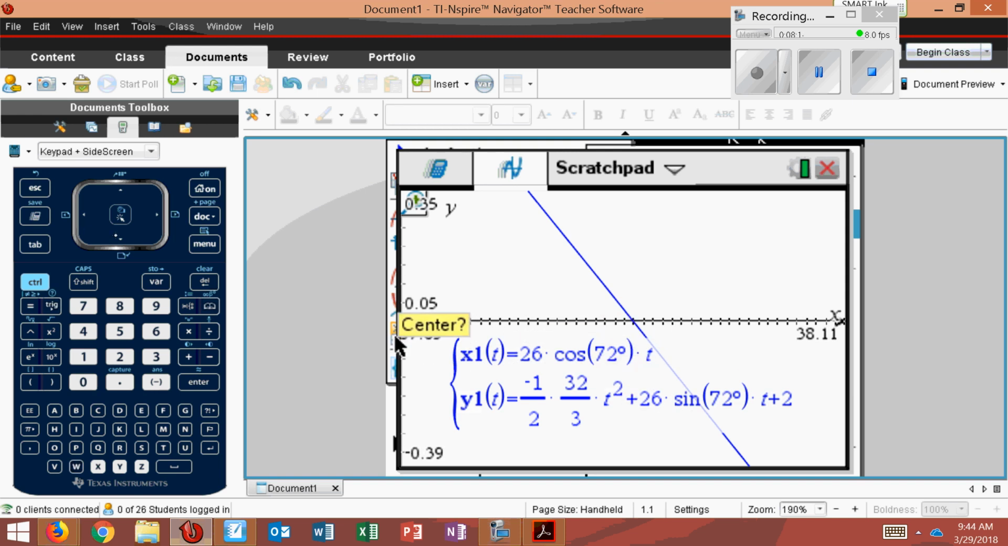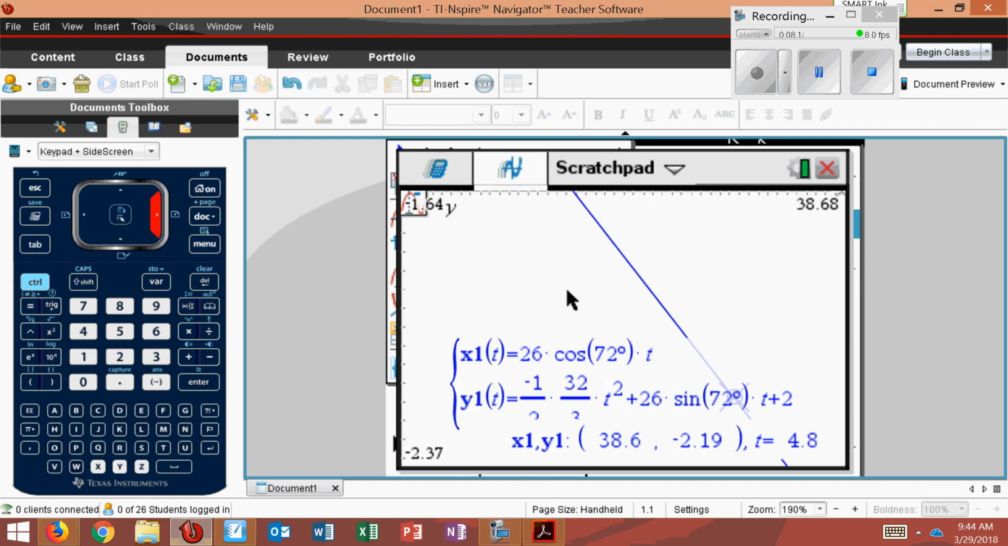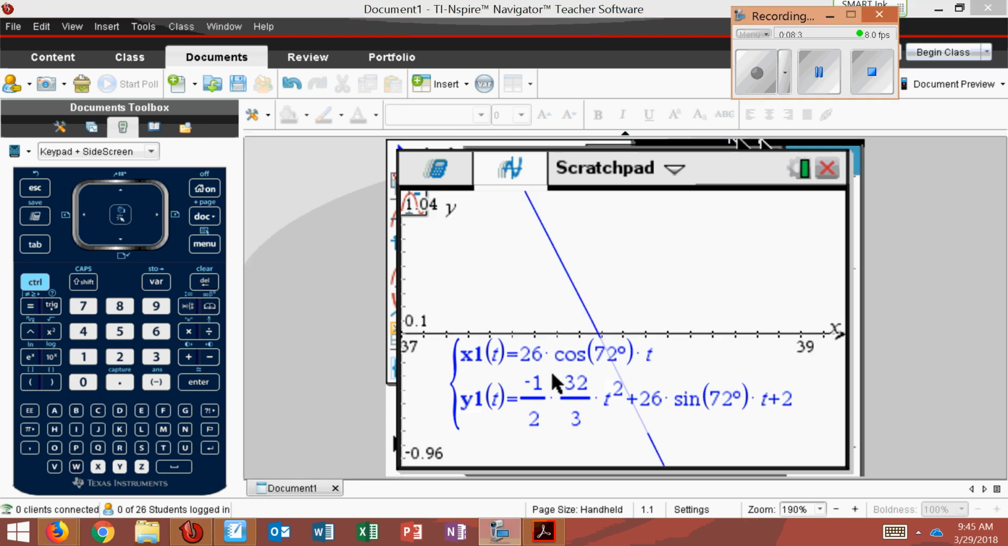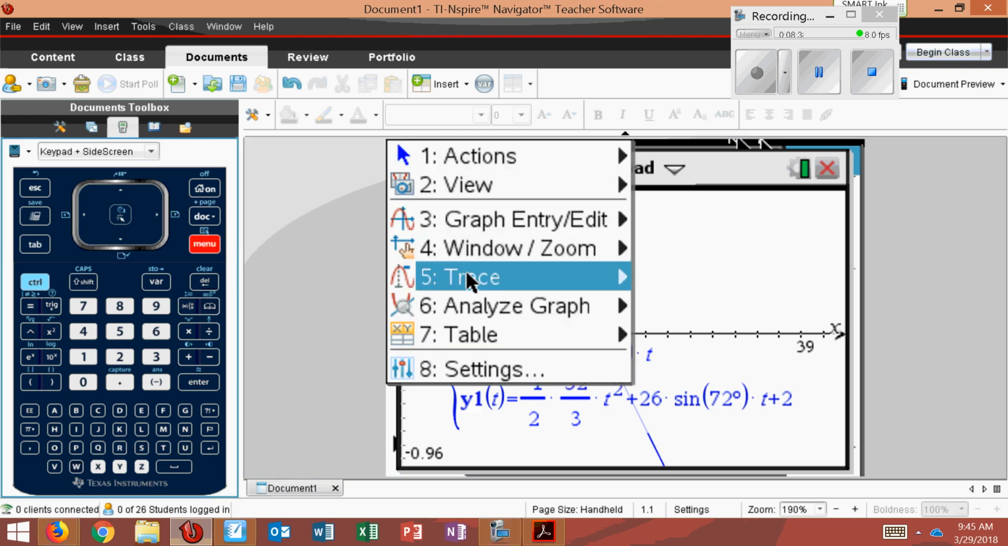And this time when I go menu, trace, graph trace, this time, why is my calculator messing up on me? I don't know what just happened. It just zoomed way off. Let me fix it. Okay, I found it again. And so now what I'm going to do is I'm going to trace this. So I'm going to go menu, trace.